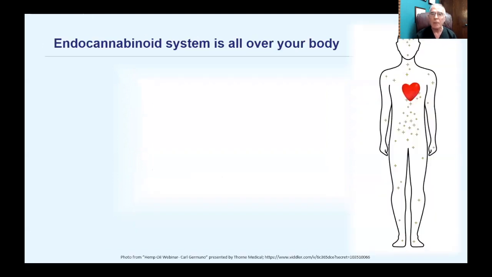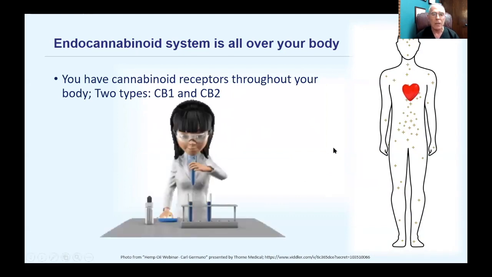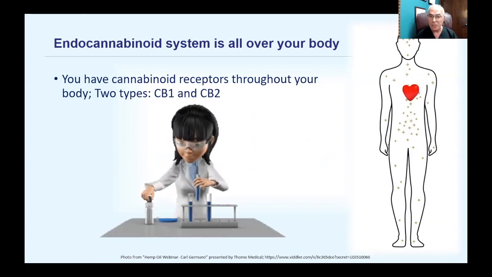The endocannabinoid system is really a system that's all over your body. We have receptors all over our bodies, in most all organs. They're in the brain, the heart, the GI tract, all over the place. So why did we not learn about these a long time ago? Why did we not know that there was an endocannabinoid system present?